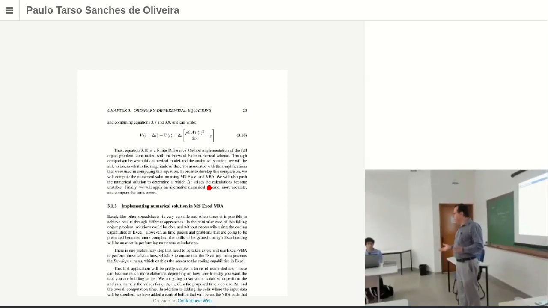So everybody here with me? Everybody okay? Yes. Okay. So we're going to create a very simple VBA code that will implement this. Okay, let's try to do this together.